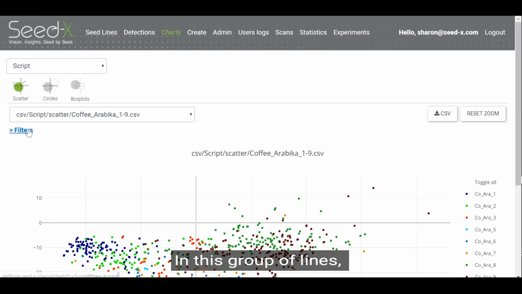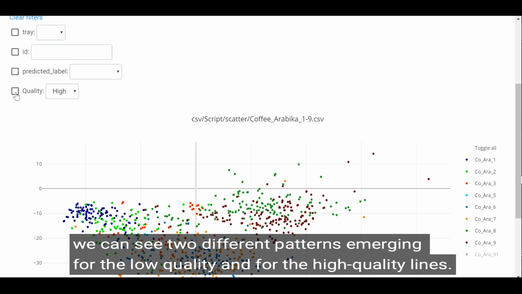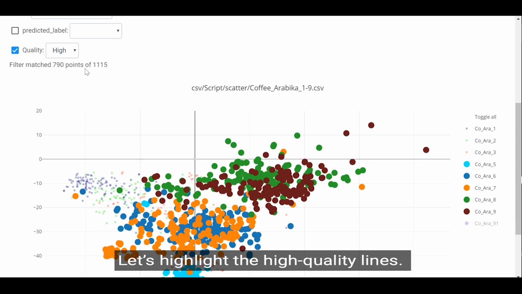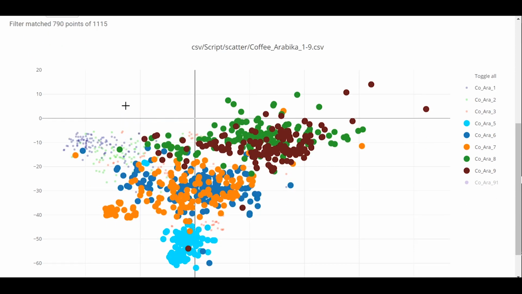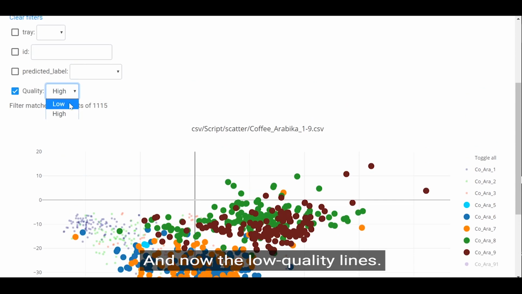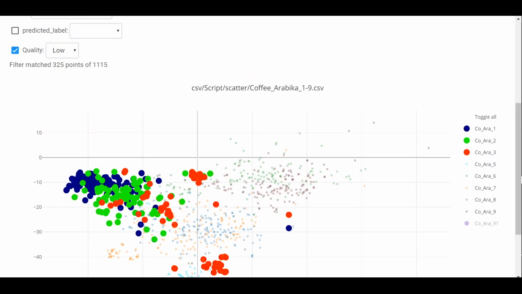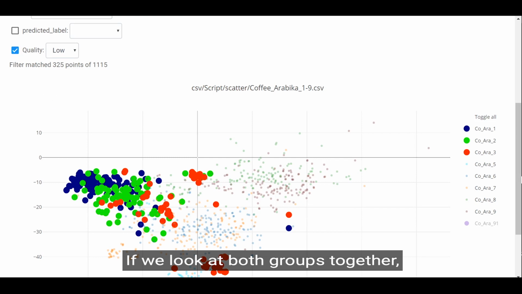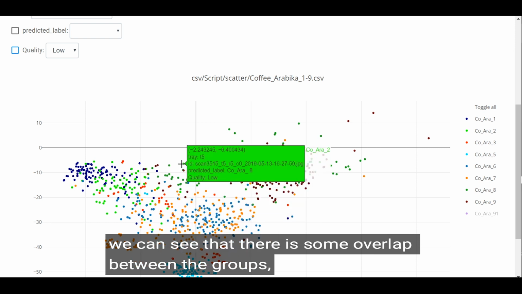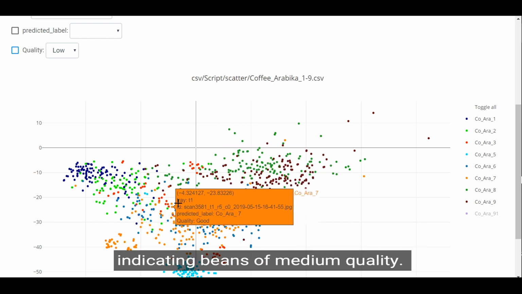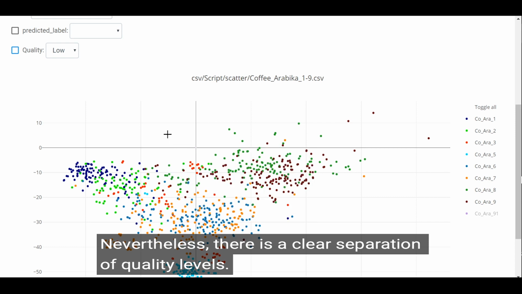In this group of lines, we can see 2 different patterns emerging for the low-quality and for the high-quality lines. Let's highlight the high-quality lines. And now the low-quality lines. If we look at both groups together, the low and the high quality, we can see that there is some overlap between the groups, indicating beans of medium quality. Nevertheless, there is a clear separation of quality levels.